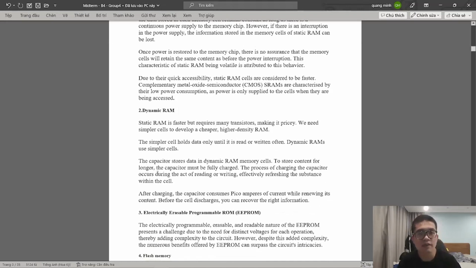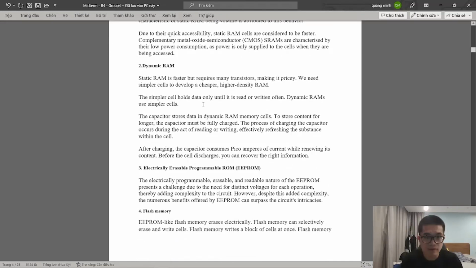The second is the dynamic RAM. Static RAM is faster but requires many transistors, making it more expensive, and we need a simpler cell to develop a cheaper, higher density RAM. So the simpler cell holds data only until it is read or written. Often dynamic RAMs use simple cells.